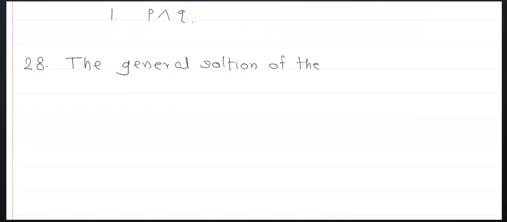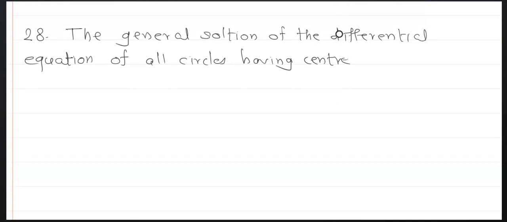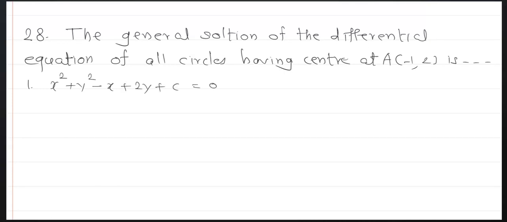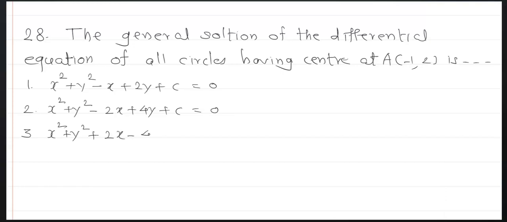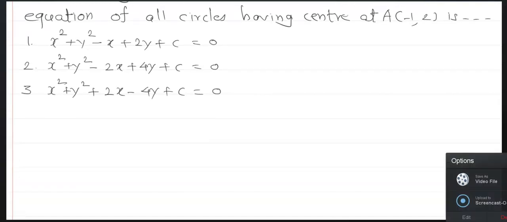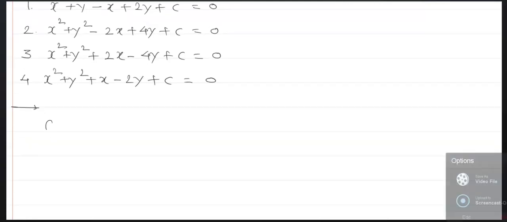The general solution of the differential equation of all circles having center (-1, 2) is: x square plus y square minus x plus 2y plus c is equal to 0; x square plus y square minus 2x plus 4y plus c is equal to 0; x square plus y square plus 2x minus 4y plus c is equal to 0; x square plus y square plus x minus 2y plus c is equal to 0.